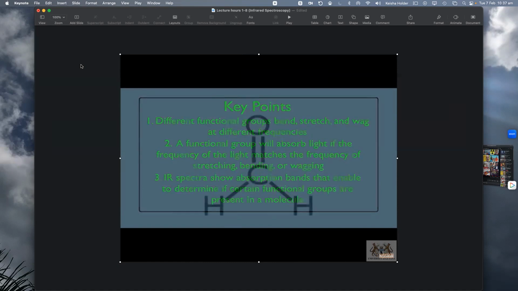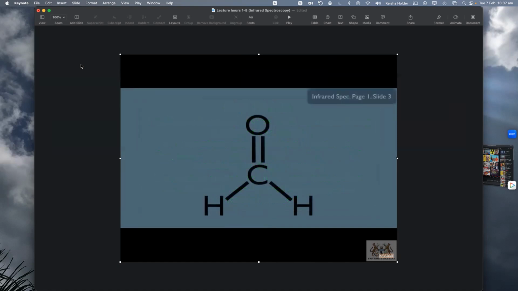So let's see how this works. What you see here is the molecule formaldehyde. And formaldehyde just so happens to have something called a carbonyl functional group. That is simply the C that's doubly bonded to the O. We call that a carbonyl functional group.